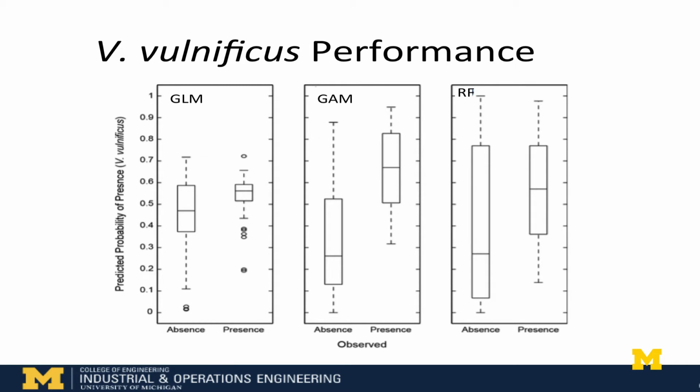Okay, so how well do the models do? Well, remember, we're trying to predict presence or absence. So we're estimating a probability. So we can then segment our data into was that species actually there? And this one's vulnificus. Was it there or not? And then we look at what the predicted probabilities were.